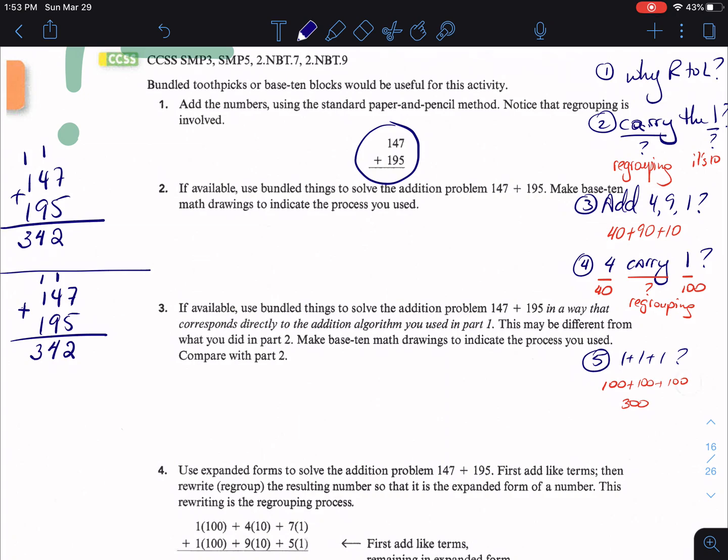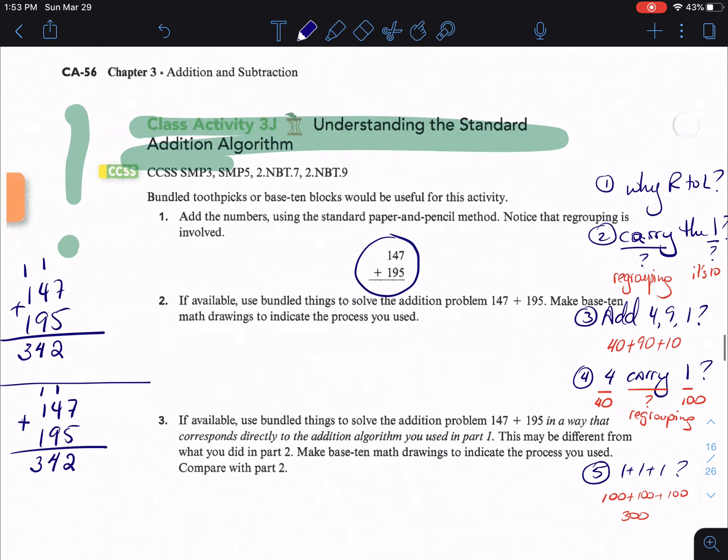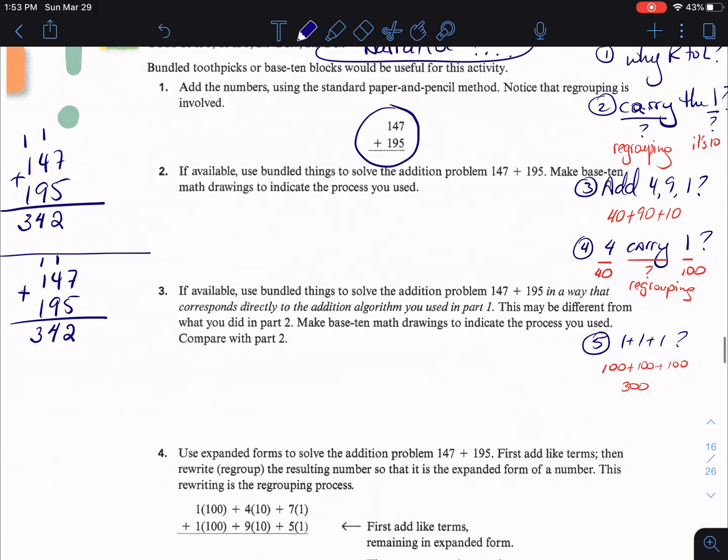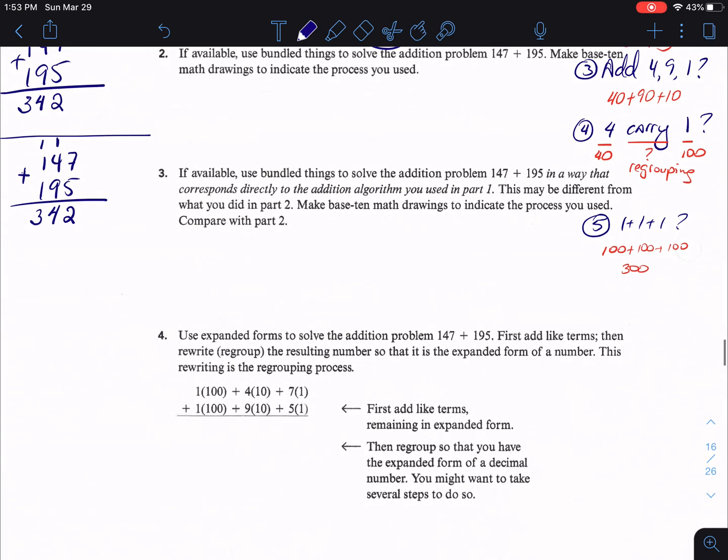So when we're talking about the standard algorithm, it's not the writing. The writing is just fine. It's the narrative that we need to be very careful about. So you can work your way through these problems and make sense of the questions on this page and how they connect to what we already spoke about with the standard algorithm.